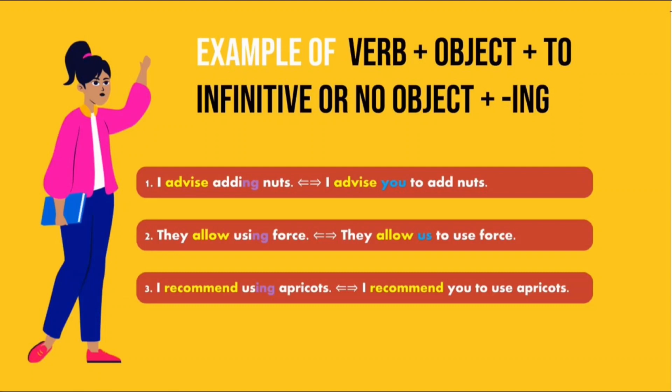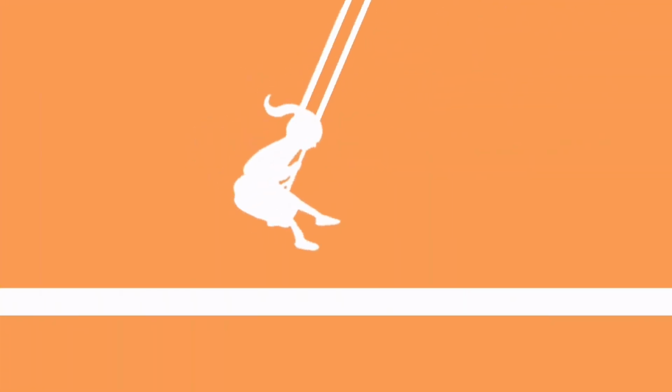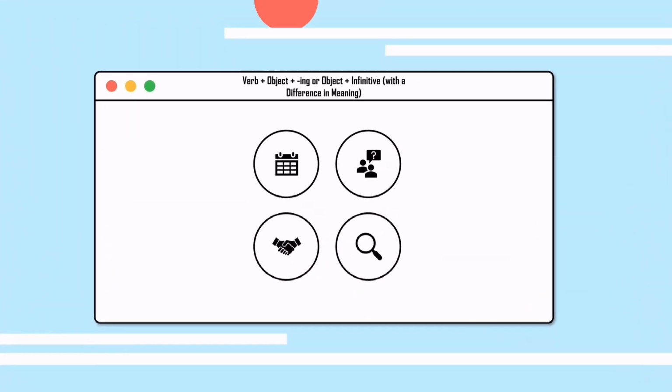And the third one, for the last example, I recommend using apricots. I recommend you to use apricots. The following verbs, which are feel, hear, see, and watch, always have an object.